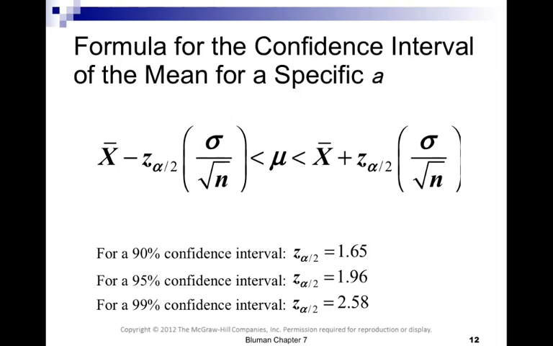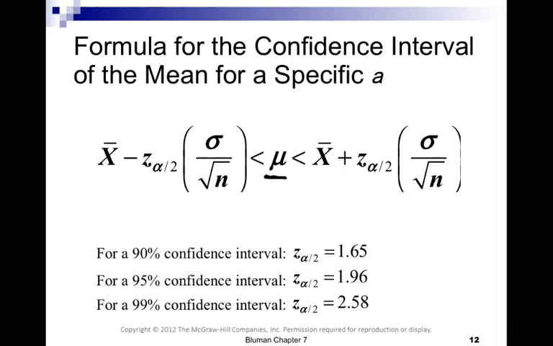So this is the meat and potatoes right here. The formula for the confidence interval for the mean of a specific confidence level. And so our mean is in the middle right here.